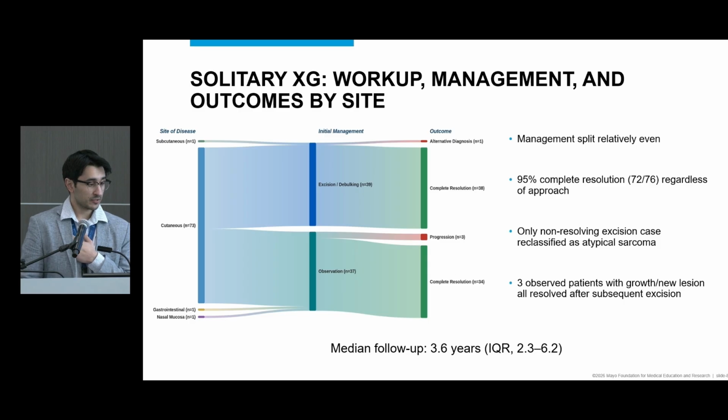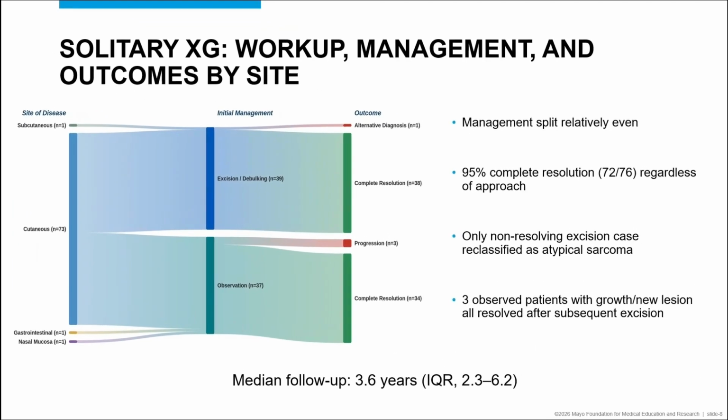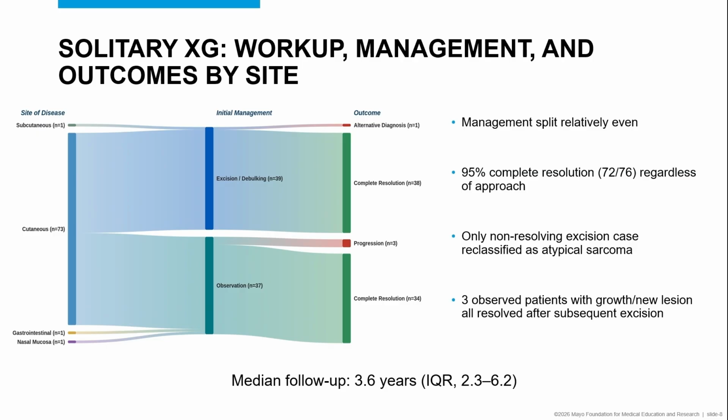Okay, so now moving on to the management of patients with solitary xanthogranuloma. There were predominantly 2 strategies utilized by the treating clinician at the time of the initial diagnosis of xanthogranuloma for the patients with solitary disease. They were either excision and debulking or observation. The patient cohort was split relatively evenly between these 2 management strategies, and almost regardless of approach, the vast majority of patients did achieve a complete resolution.